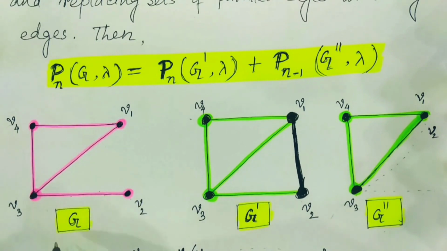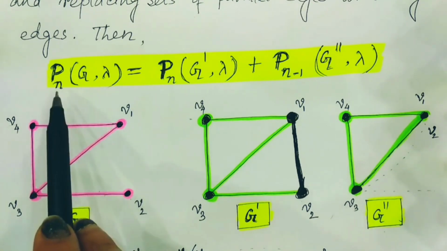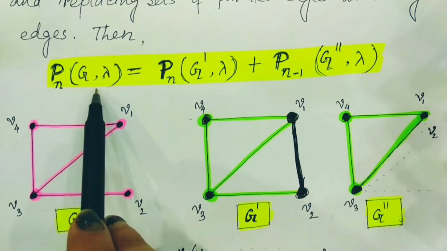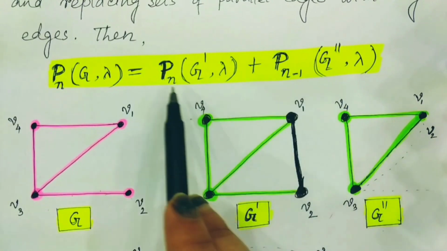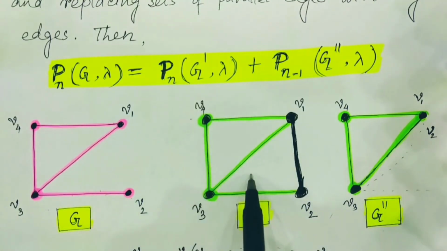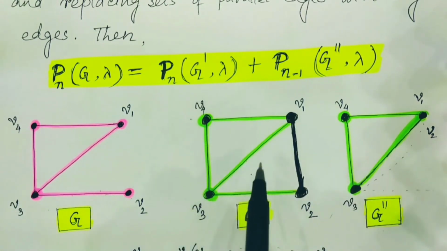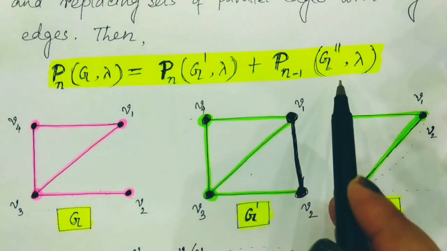Our requirement is to find the chromatic polynomial for this graph. This is the notation for the chromatic polynomial, that is P n of G comma lambda. Here n is the number of vertices, G is the given graph, and the result is a polynomial in lambda. This we will find by adding the chromatic polynomials of these two graphs. This one is the chromatic polynomial for this graph, and this one is the chromatic polynomial for this graph. Just look, in G dash, the number of vertices is the same as G. But in G double dash, the number of vertices is one less than G, because one vertex is merged into another vertex. That's why we write it in this way.